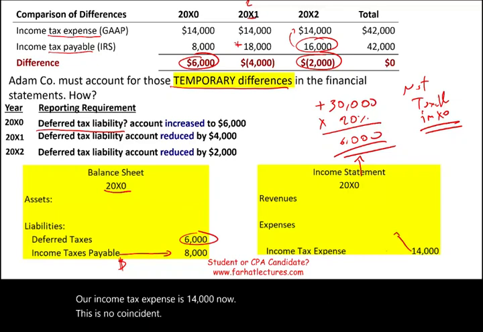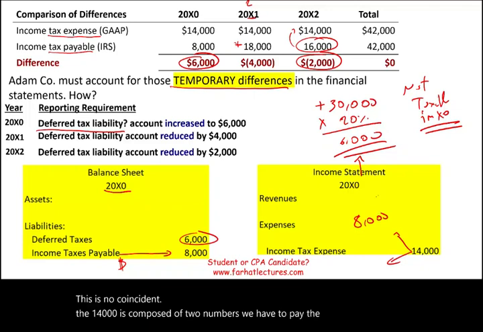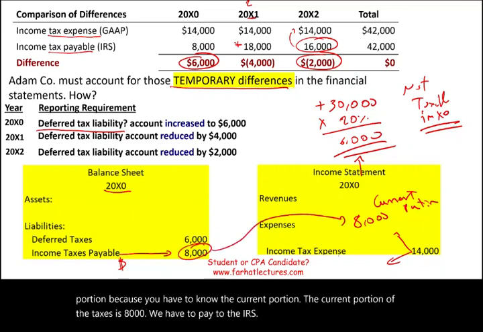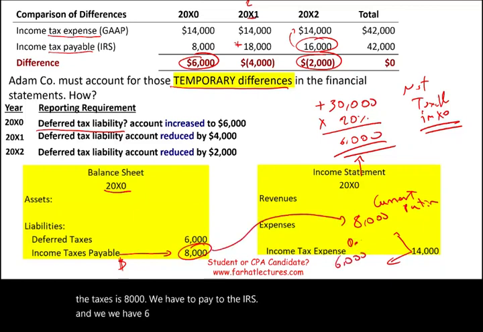The $14,000 is composed of two numbers. We have to pay the IRS the current portion, because you have to know the current portion. The current portion of the taxes is $8,000. We have to pay that to the IRS. And we have $6,000 deferred. Deferred means we have to pay in the future.